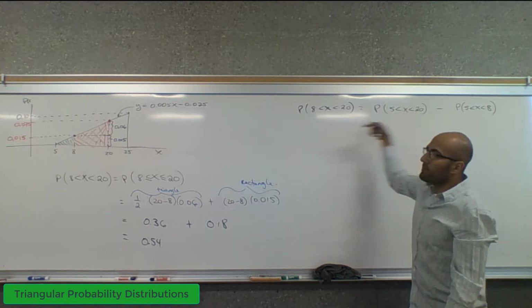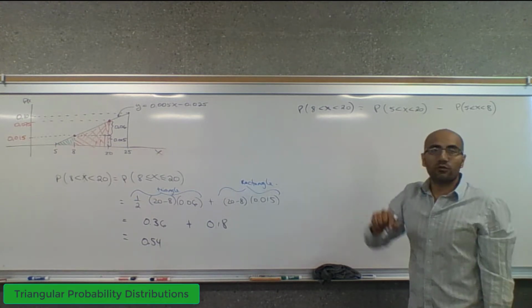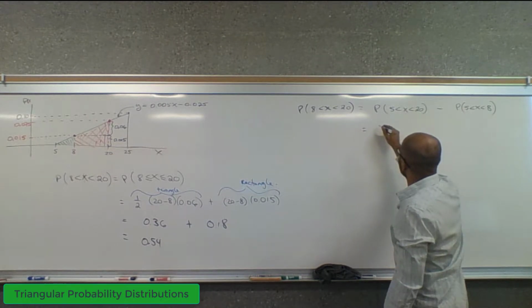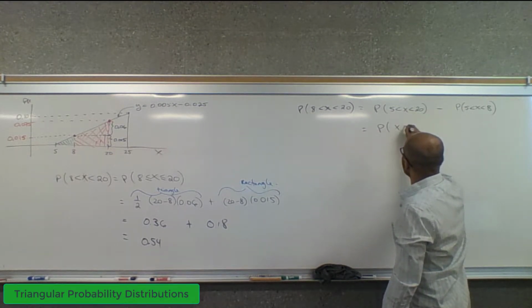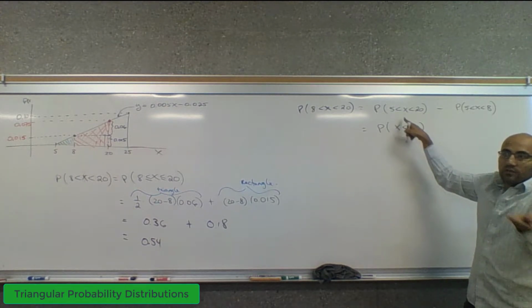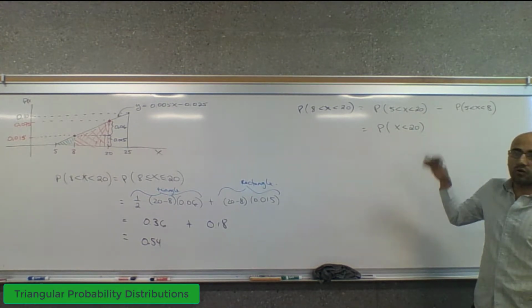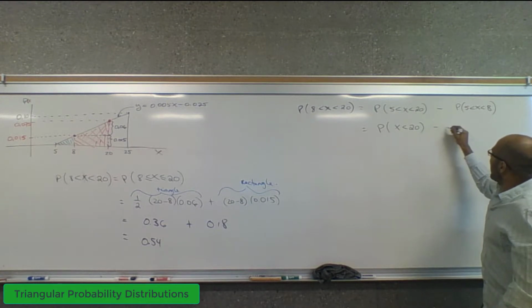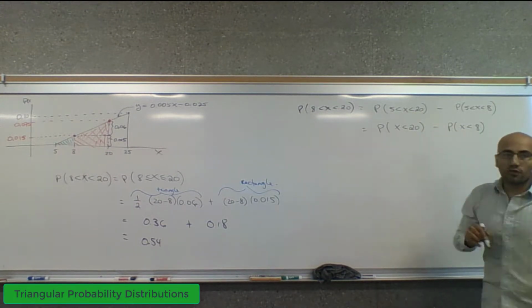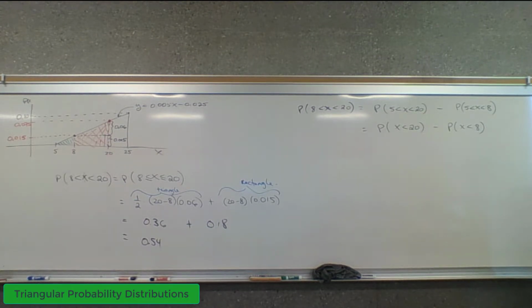Now, x can't be anything below 5 according to our probability, so you don't have to write it this way. You can also just write it as the probability that x is strictly less than 20. It's kind of built in that the smallest it could be is 5. So anything lower than 20 minus the probability that x is anything lower than 8. So either one of those is fine.